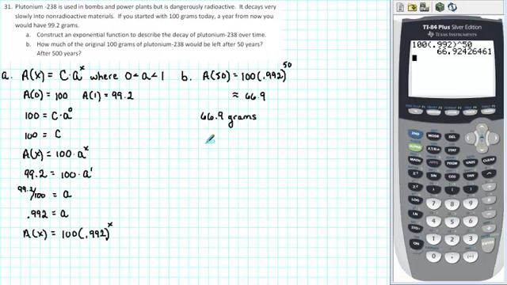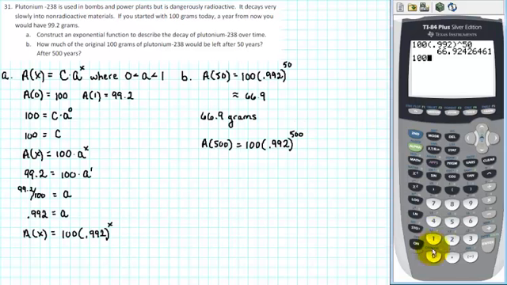How about after 500 years? Well, all we have to do is go back to our function and substitute 500 for x. So the amount after 500 years is equal to 100 multiplied by 0.992 raised to the 500 power, and then we evaluate that on our calculator.